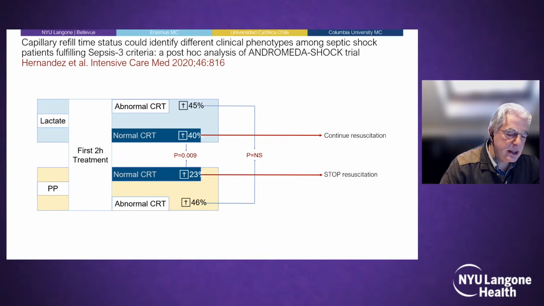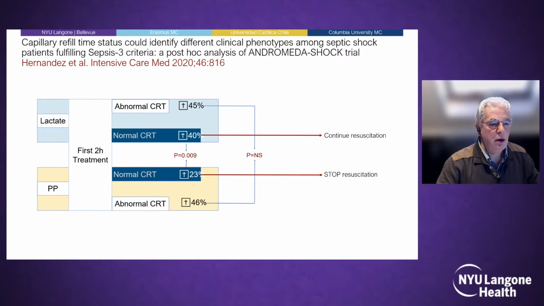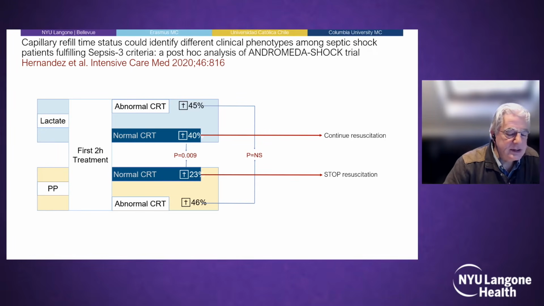And this is a subgroup analysis of patients randomized to the lactate group or the peripheral perfusion group. And so in Andromeda 1, we compared treating the patient based on lactate levels. It had to either be normal after resuscitation or decrease at least 20%, and lactate was measured every 2 hours. In the peripheral perfusion group, perfusion treatment was stopped when peripheral perfusion was normal. And so this is the subgroup analysis.